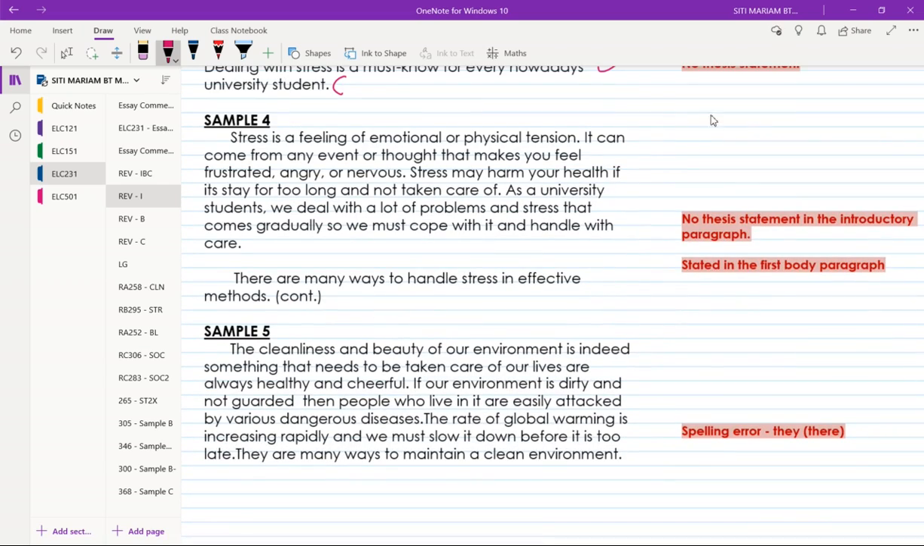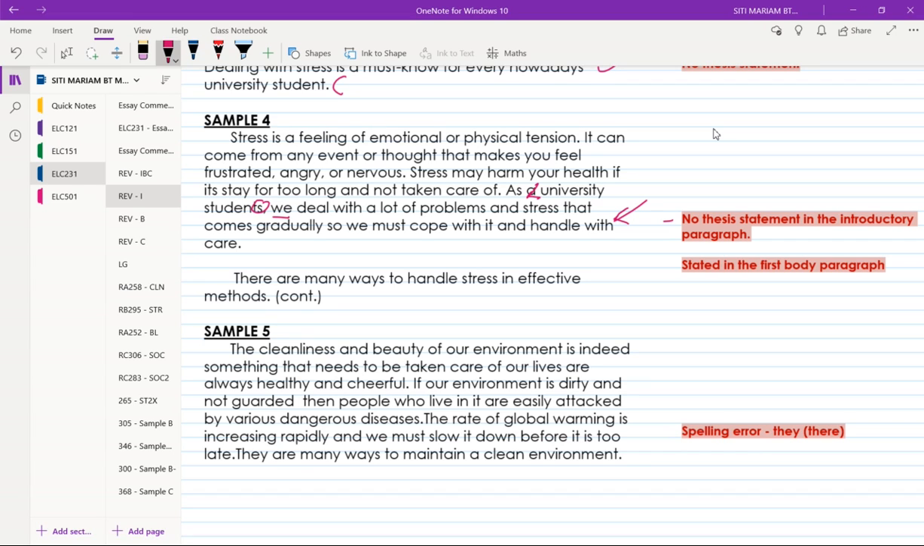So we have sample 4 and sample 5 here. What happened in sample 4 is that there is no thesis statement in the introductory paragraph, which should be here. Okay, so the last sentence here is, as a university student, we need, before we move on to the problem here, again, a university students with S. So this is a problem with subject-verb agreement. So it should be just, as university students, we deal with a lot of problems. Well, nevertheless, we still have problem here because there is no thesis statement in the introductory paragraph.